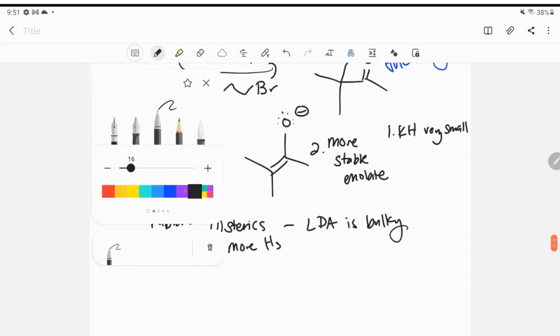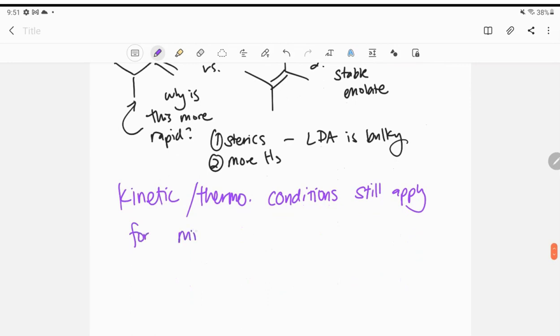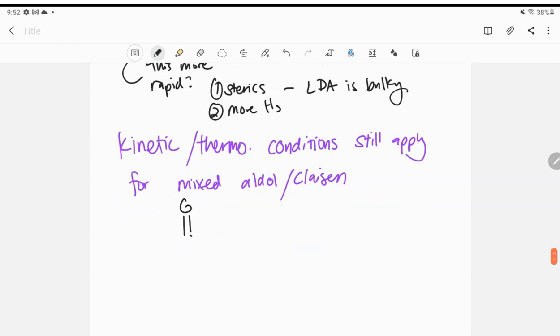Remember that I'm going to just write it out. These conditions still apply for mixed aldol or Claisen. So let's just do an example. Let's choose the same ketone, and let's put it with a different nucleophile this time.